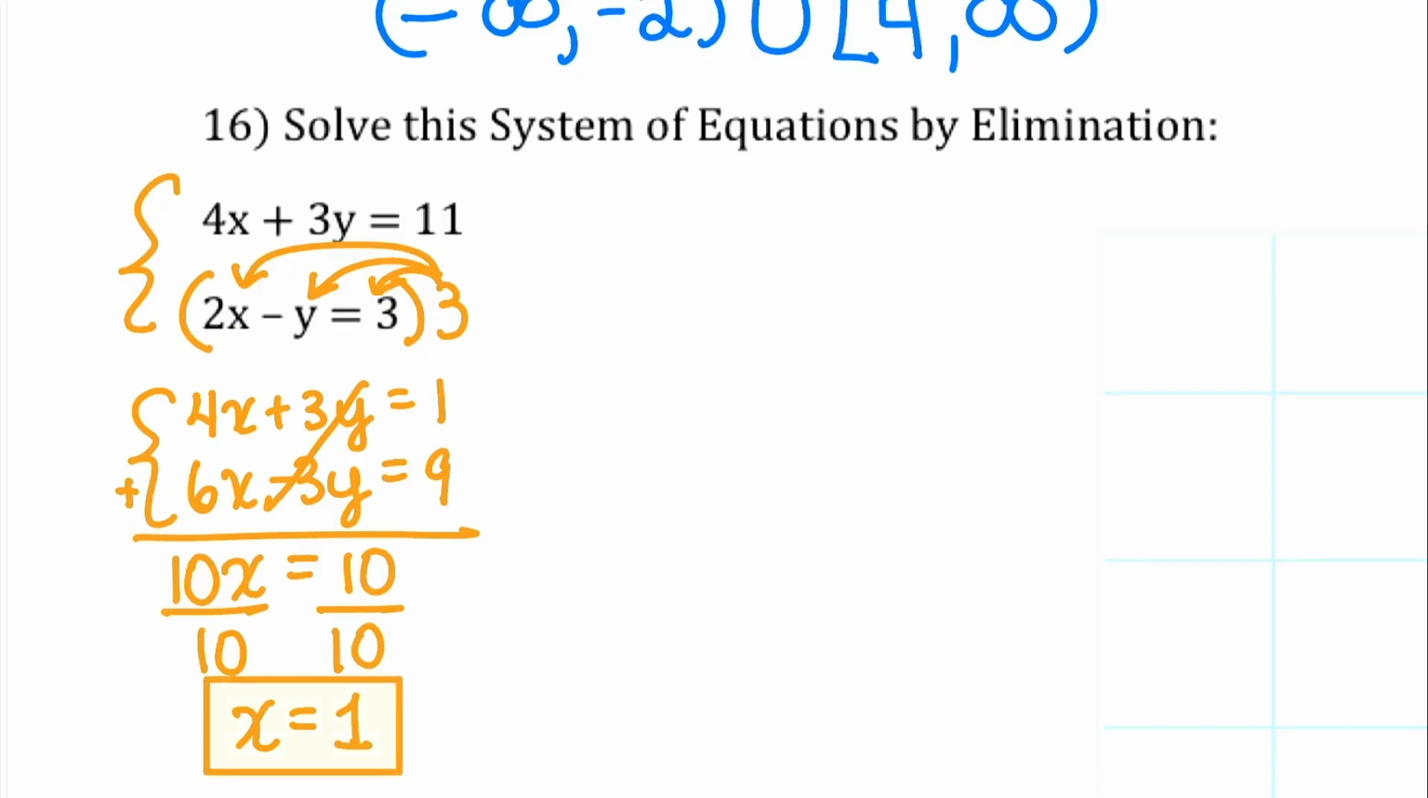Now to solve for y, we would just go back and plug in 1 into either equation, it doesn't matter which one, and we'll just solve it.